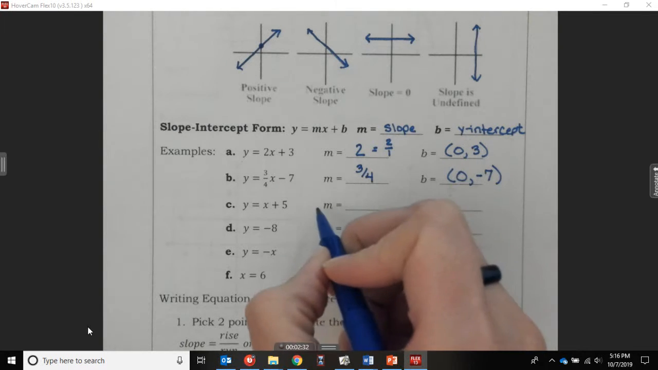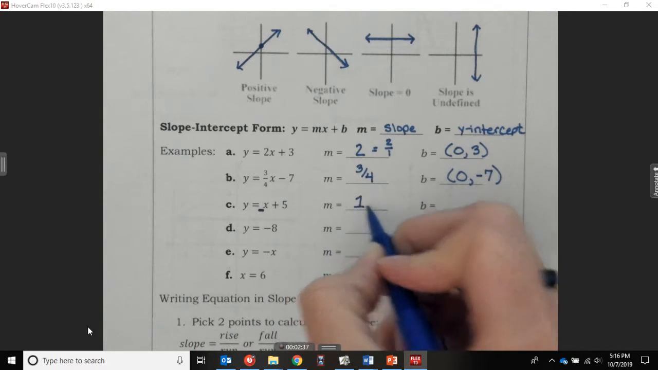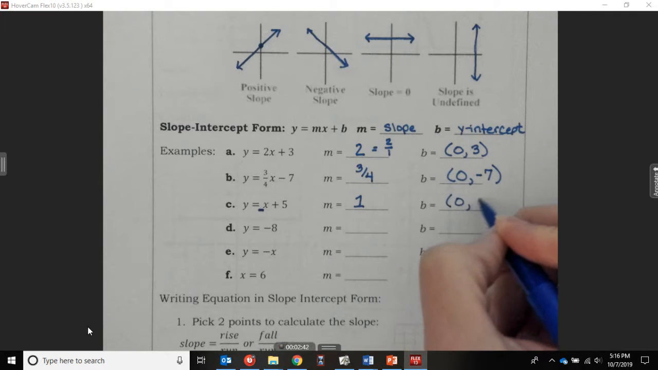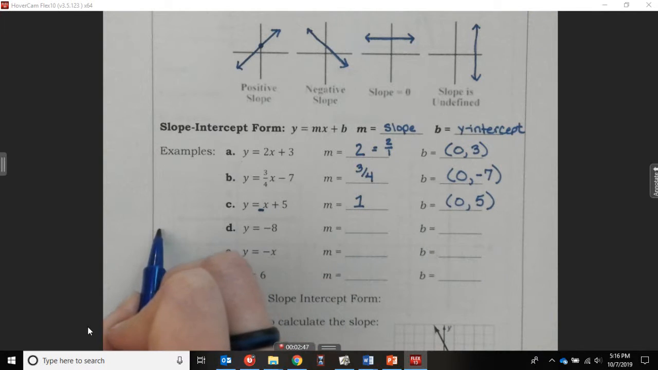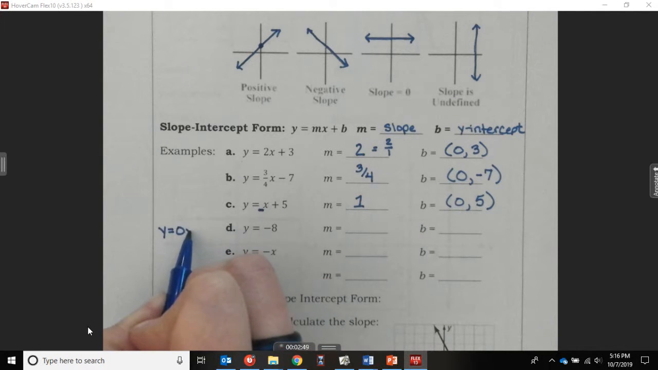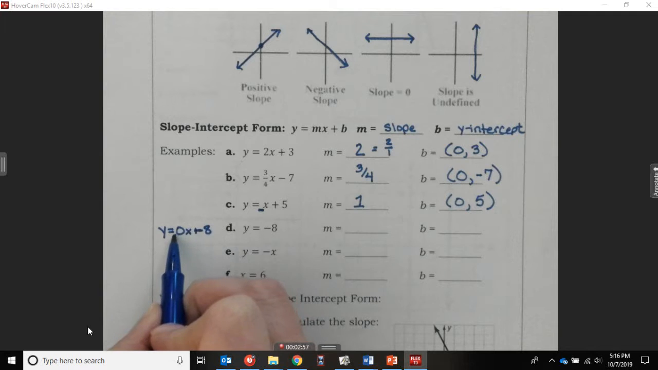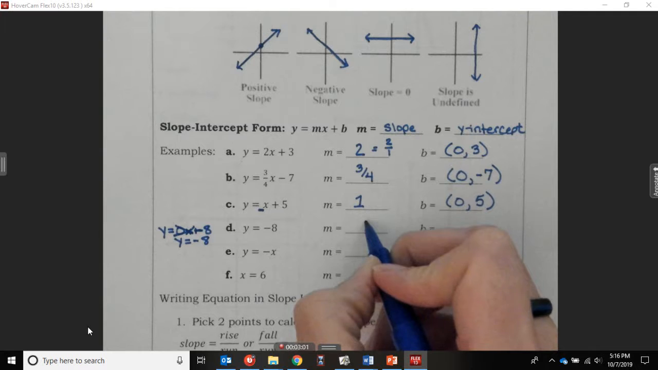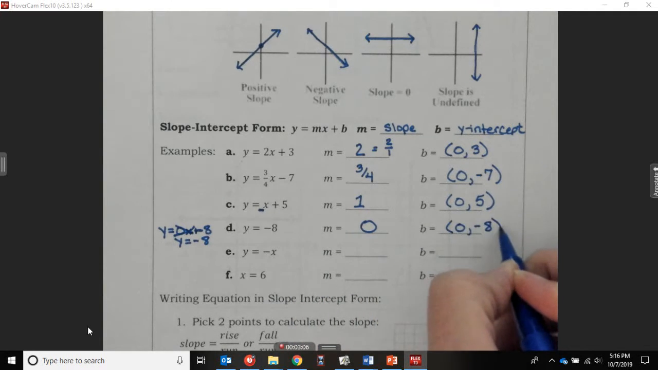Letter C, my slope is what's in front of x, and it's an invisible 1. My y-intercept is (0, 5). Letter D, there is nothing, right? y = 0x - 8. If I had a 0x, then that would go away. And so that's why it just says y = -8. So my slope here is 0. My y-intercept is (0, -8).